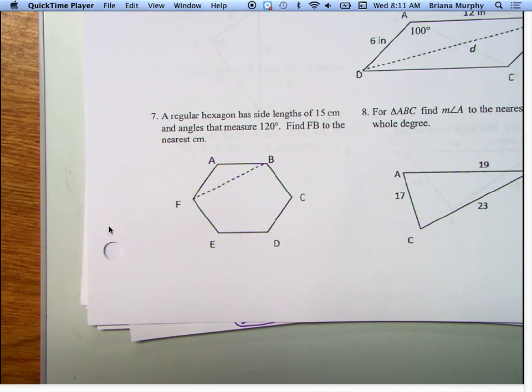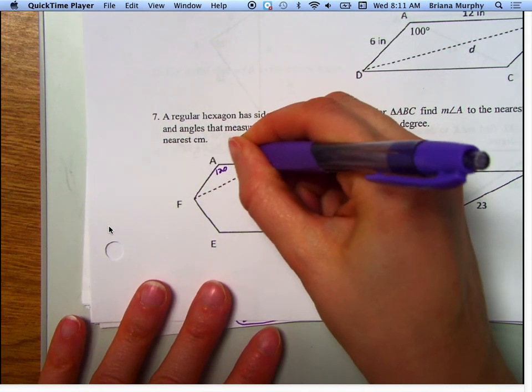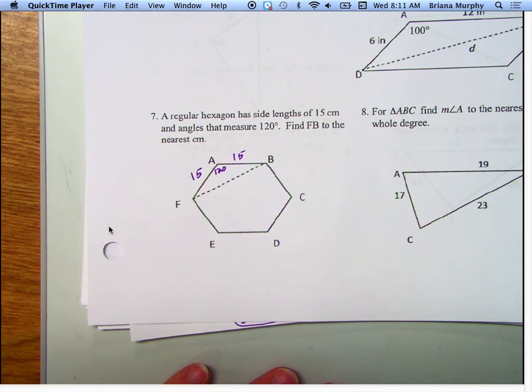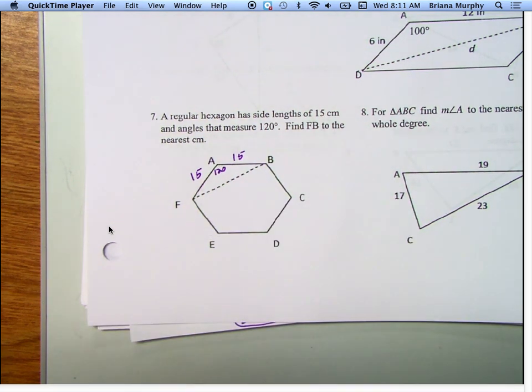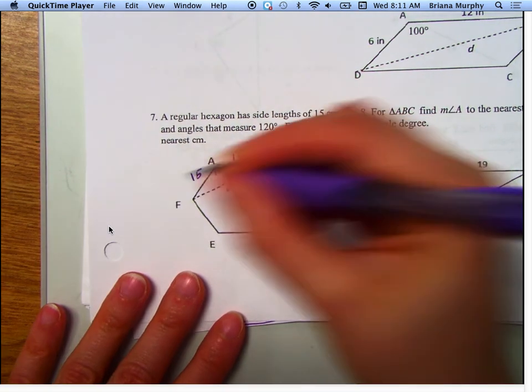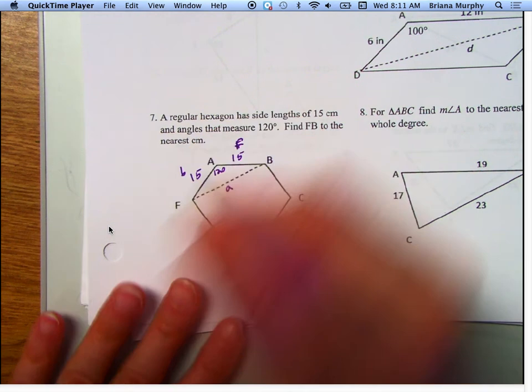A regular hexagon has side lengths 15 and angles that measure 120. So right now this is 120 and these are both 15. We want to find F to B. We want to find this. So what's the first thing we want to do, guys? Step number 1 is always to label. So this is little a, this is little f, this is little b.